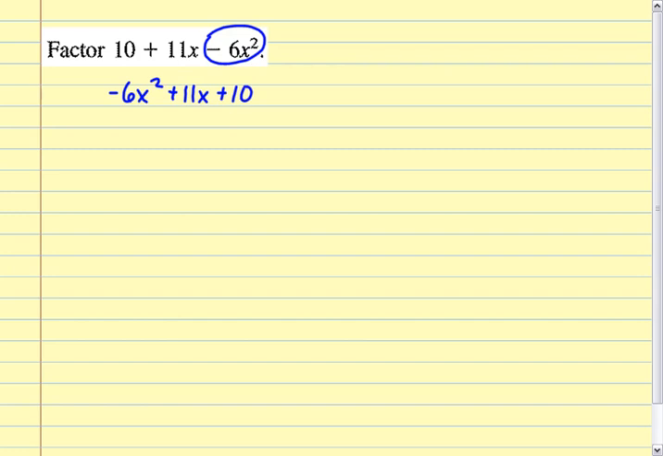But we've got a problem. And the problem is that the term x squared is negative. We never want that first term, the leading term, to be negative there. So we're going to take a negative 1 out. And we're going to multiply it by positive 6x squared minus 11x minus 10. So we just factored out a negative 1. Okay? Now we want to factor this stuff inside here.